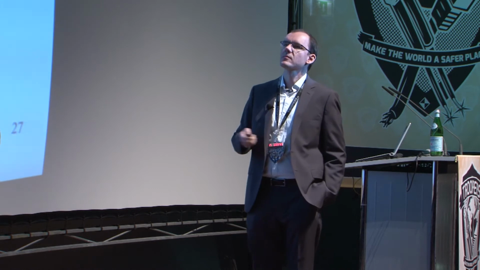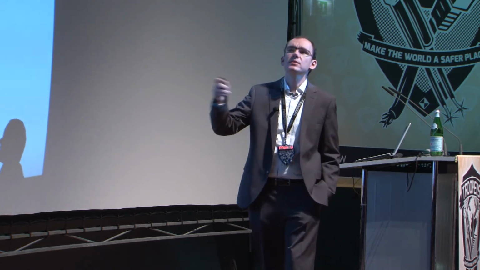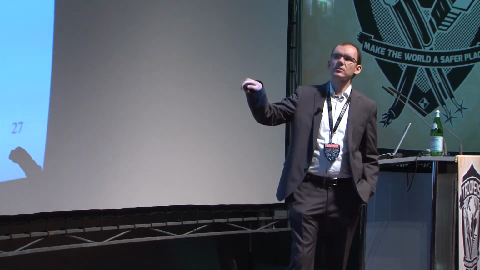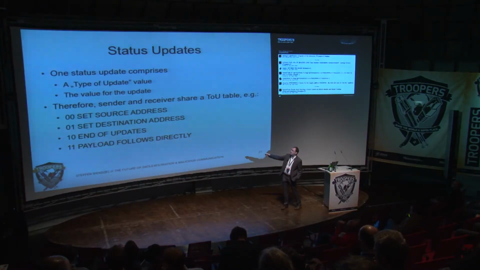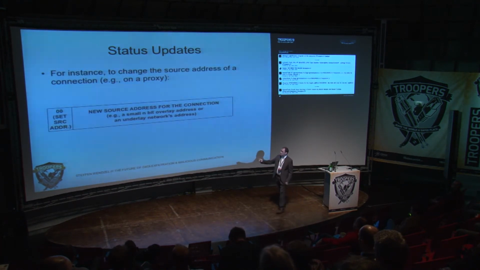And all peers share a table of status updates. A status update is a combination of the update type and its value. For instance, here's the type, 0, 1, and the meaning is the destination address update, and both values follow. So first you indicate how to interpret the value, and then follows the value.